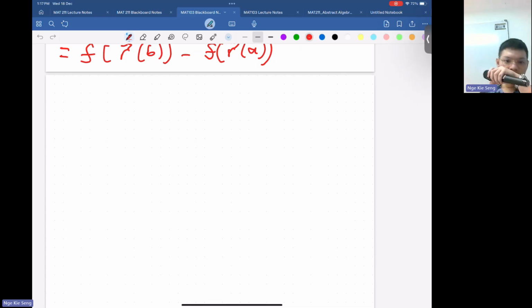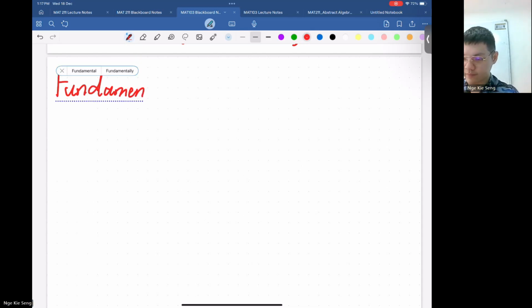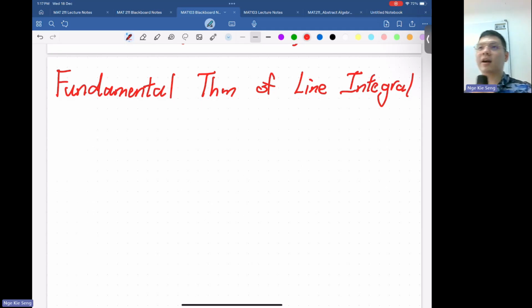Where did we stop last time? We stopped at the fundamental theorem of line integral. So how should we think about this fundamental theorem of line integral? What's the analog we used last time? Anyone still remember? We relate this to what you have learned before. Also a fundamental theorem. Fundamental theorem of what? Calculus.